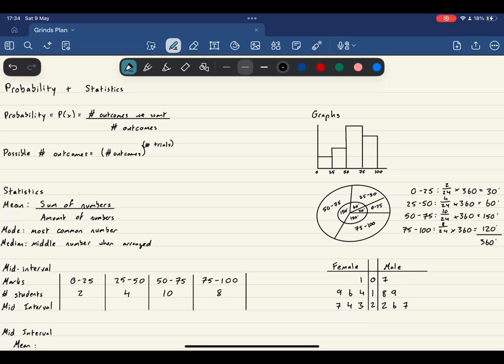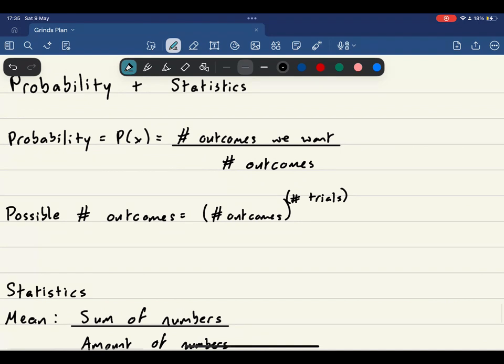Today's video, we're going to go through probability and statistics. These normally go hand in hand, and you might be asked the probability based on the number of students after being asked to summarize a class size. So probability, which is P of X, is the number of outcomes we want over the total number of outcomes. Say if there's 16 students and 6 of them play football, what's the probability they play football? It's going to be 6 over 16.